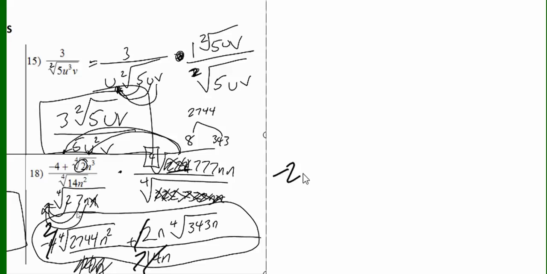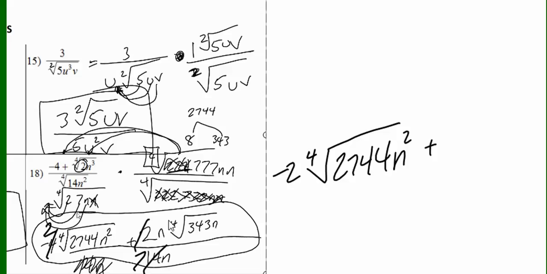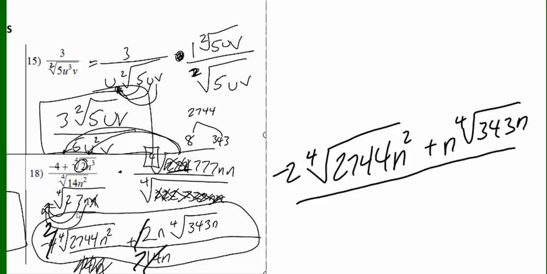So I get -2 times the fourth root of 2744n squared, plus, now I took away that 2 there, so that's just an n. And then I get the fourth root of 343n, 343n, okay? It's my numerator. And then my denominator, I took away the 14, made it a 7, so that's a 7n.